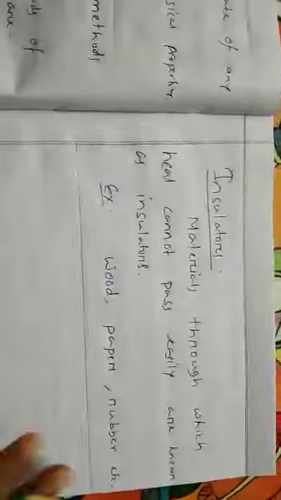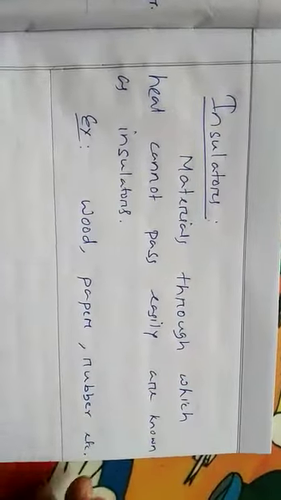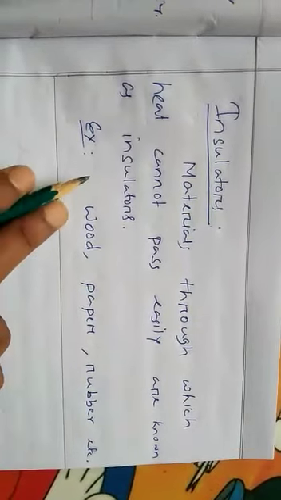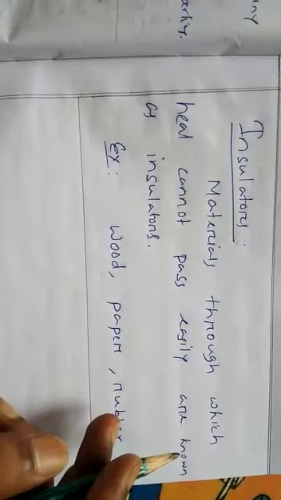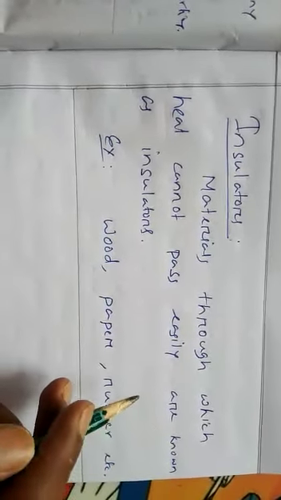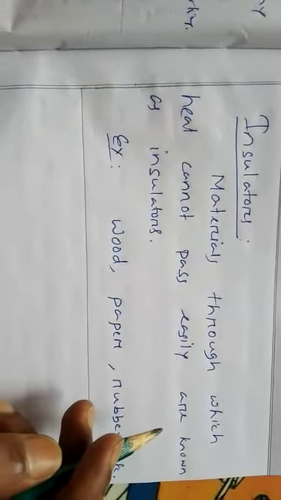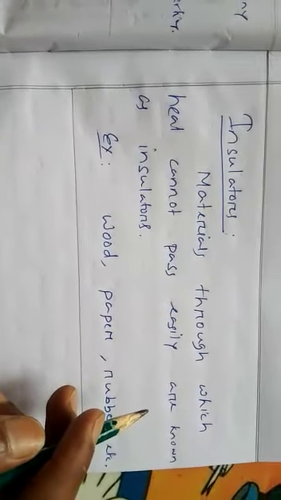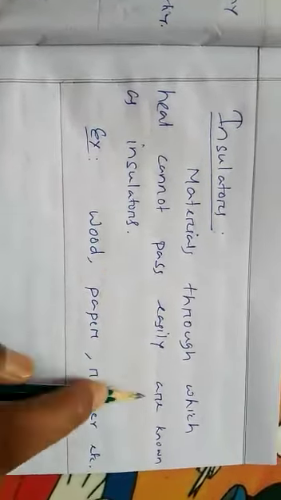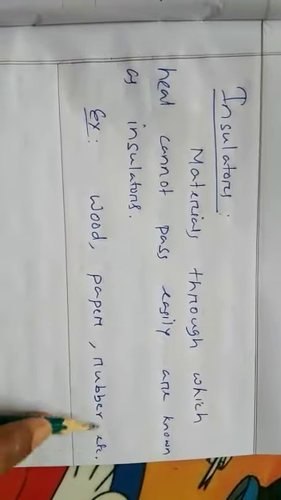Insulators are opposite to conductors. That means materials through which heat cannot pass easily are known as insulators. There are some materials in nature through which heat cannot pass easily. That type of material is known as an insulator. Examples of insulators are wood, paper, rubber, etc.